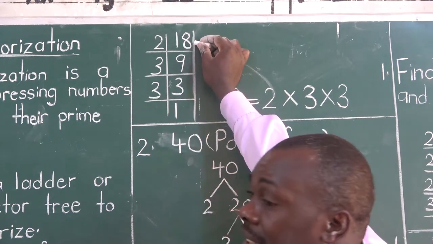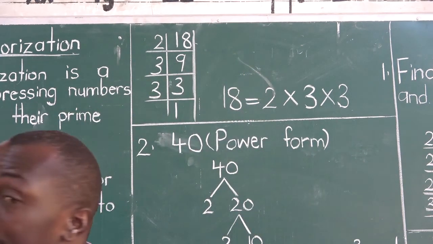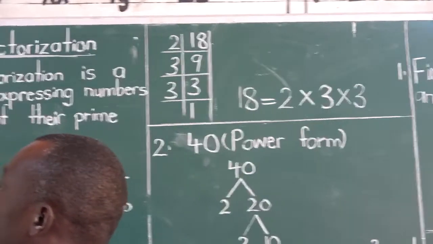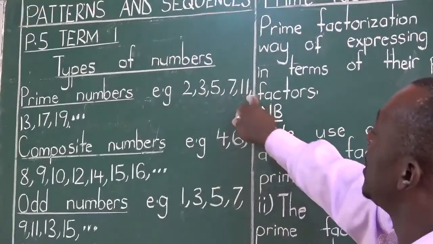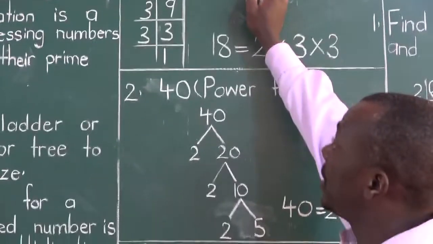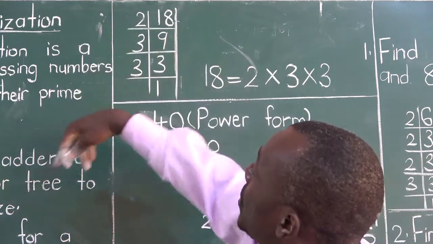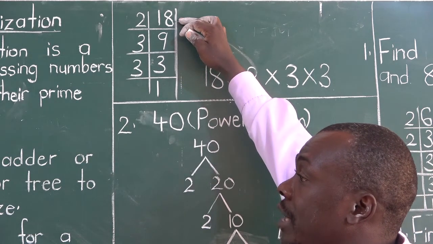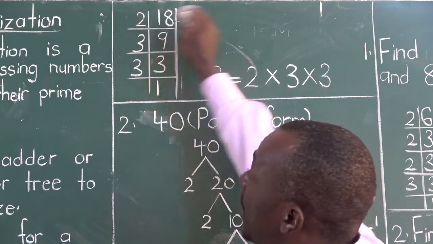Now, 18 is going to be divided by our prime numbers. Remember, they are numbers which have only 2 factors, 1 and themselves. The prime numbers go in this order: 2, 3, 5, 7, 11. The first prime number is 2. Ask yourself whether 18 is divisible by 2. If you know your tables, you will know that 18 is divisible by 2.